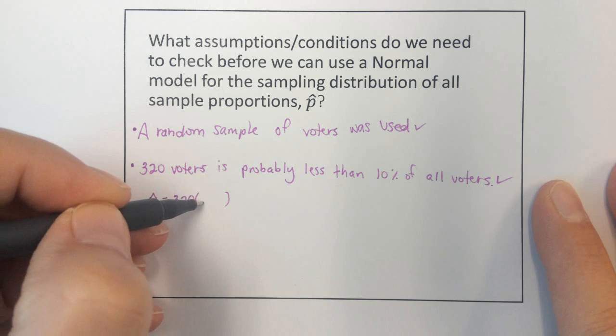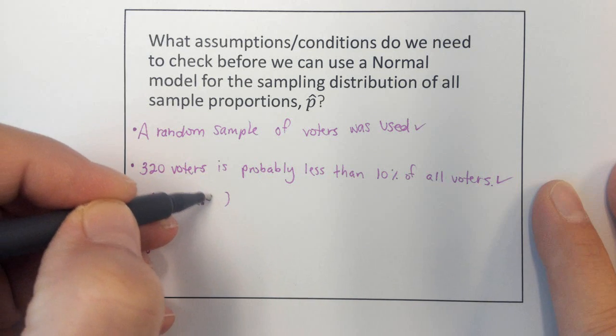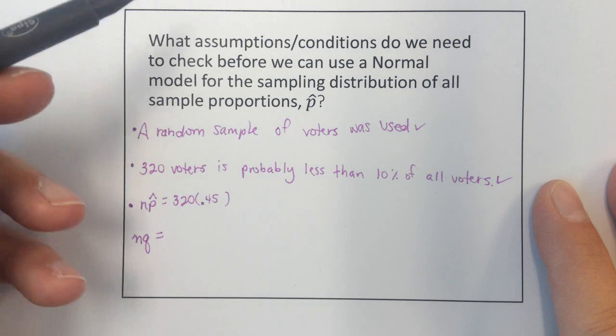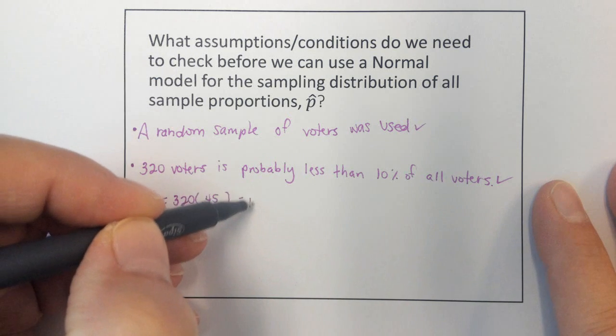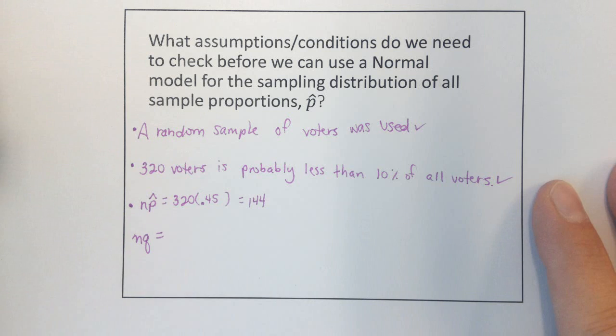And my P hat is 0.45, or you know what would be easier? It'd be easier to do 144 over 320, and the 320s would cancel, and you just get a 144. Didn't we already know that 144 people voted yes? Those are the number of, instead of expected successes, those are the number of actual successes. But it's definitely more than 10. So chances are, in the big scheme of everybody, we're probably still over 10.